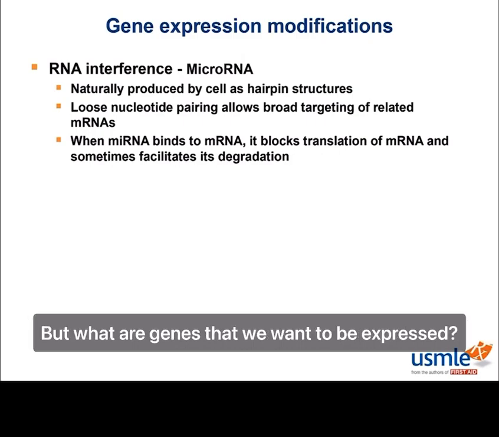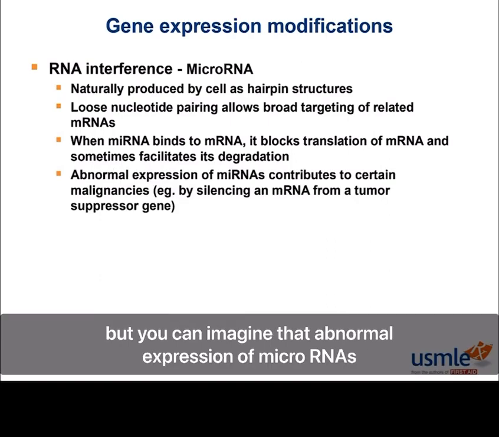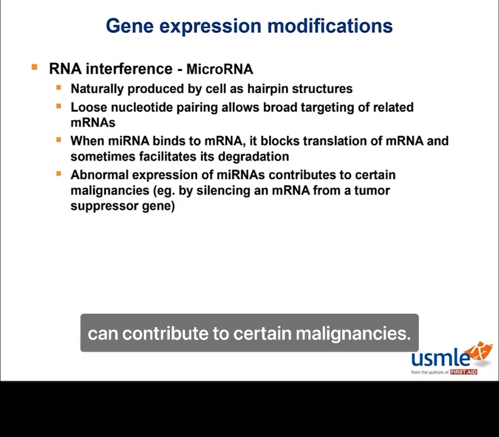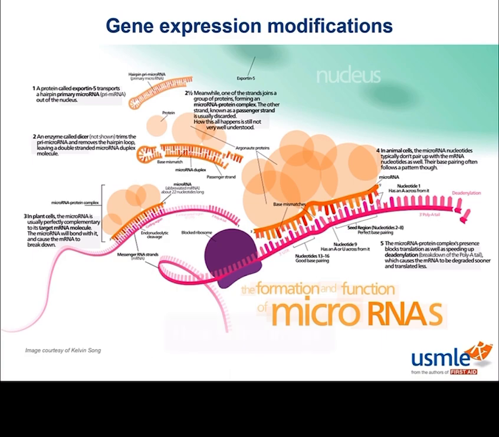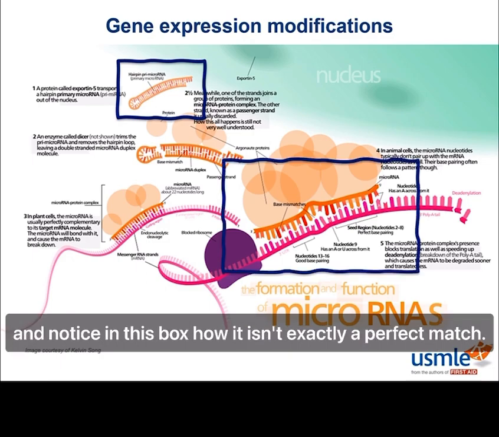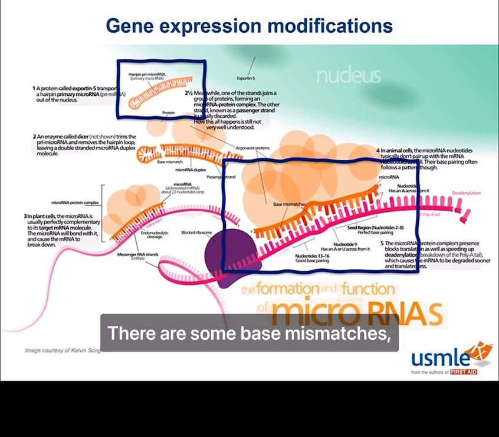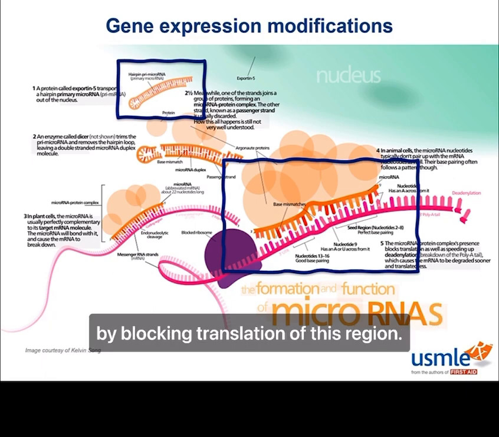But what about genes that we want to be expressed? Well, there are a lot, but you can imagine that abnormal expression of microRNAs can contribute to certain malignancies, for example, silencing an mRNA from a tumor suppressor gene. Here in this image, we can see a microRNA hairpin-like structure, and notice in this box how it isn't exactly a perfect match. There are some base mismatches, but it attaches well enough to modify expression by blocking translation of this region.